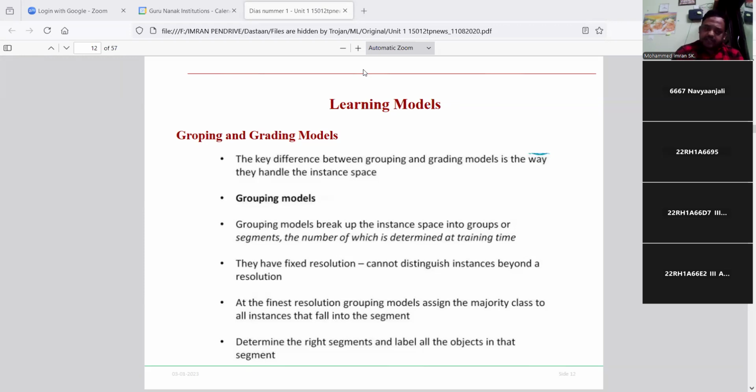So here the key difference between grouping and grading models is the way they handle the instance space, or you can say x-axis, y-axis, and even z-axis.